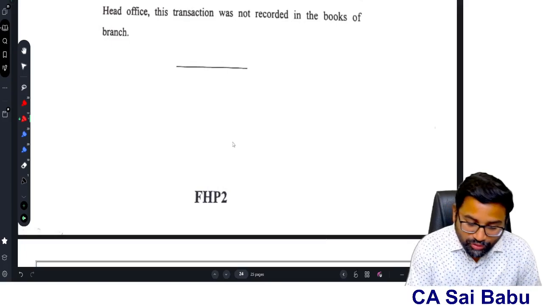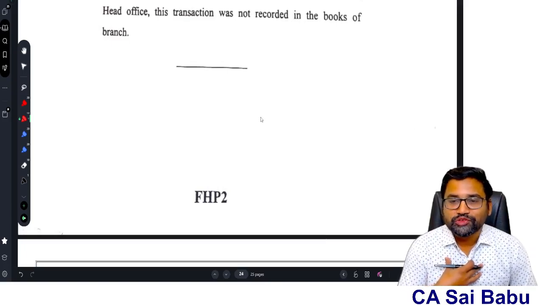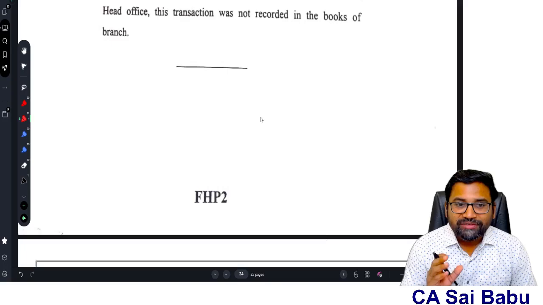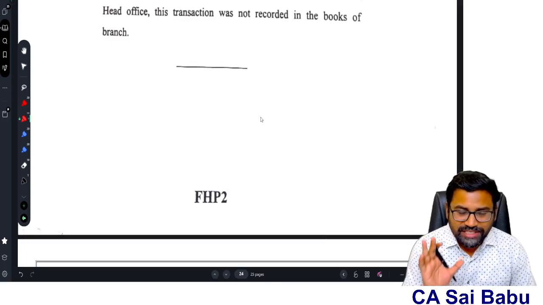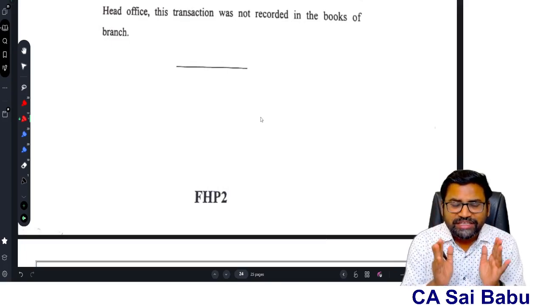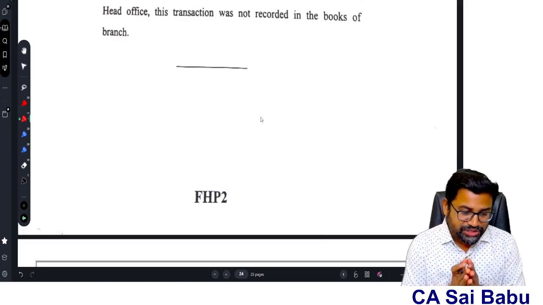Sir, overall, from my point of view, if you ask me, the paper was very manageable, sir. Moderately difficult. Those who prepared well, it is very easy, sir. Those who averagely prepared, it's moderate. But I don't think it is difficult, sir. This paper you can easily manage. And those who prepared well, definitely they are going to get the exemption.